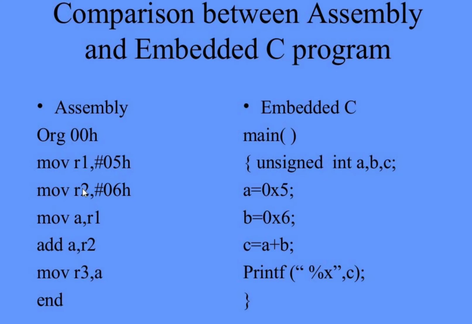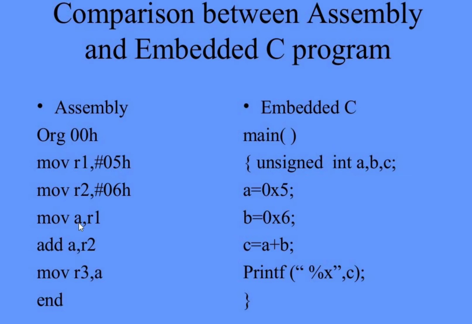R1 and R2 are called variables, or sometimes registers, of the microcontroller. In embedded C, instead of R1 and R2 you can use any alphabet, like unsigned int a, b, c. Here a is equal to 0x5, that means move the value 5 directly into the variable a. b is equal to 0x6, so move 6 immediately into the variable b.